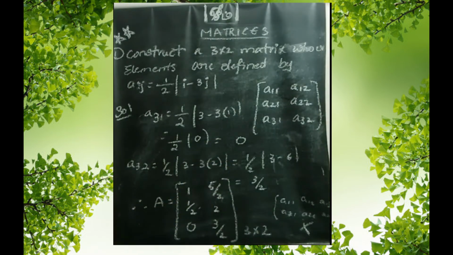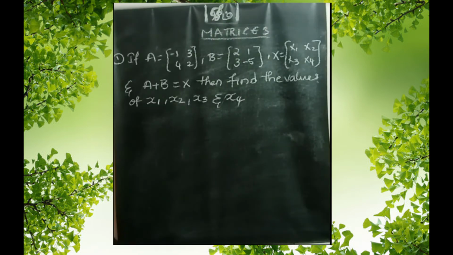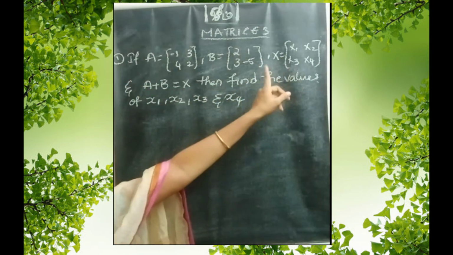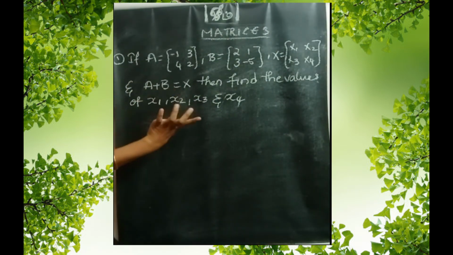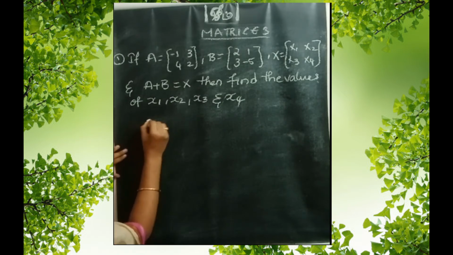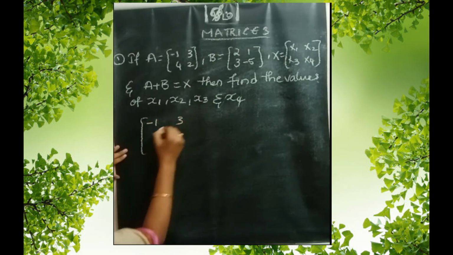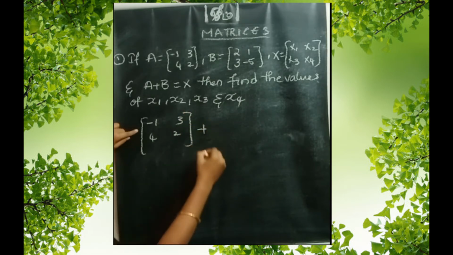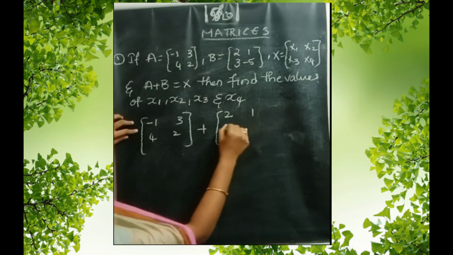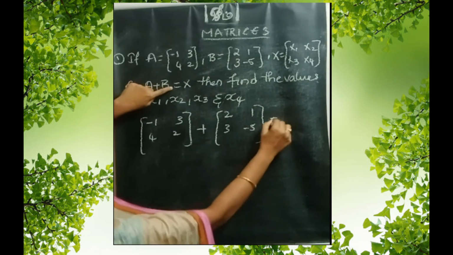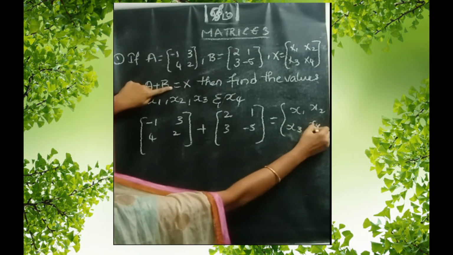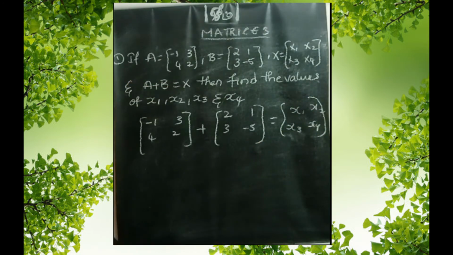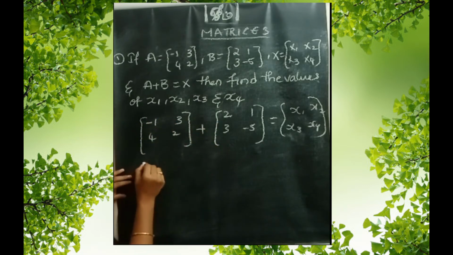Okay. Now we'll see another problem. Next they have given 2 matrices here. We have to find out x1, x2, x3, x4. That means here is addition. They have given A plus B equals X. Now what we have to do first? We have to add both the matrices. Here this is A, B here is 2, 1, 3, minus 5, equals x1, x2, x3, x4.